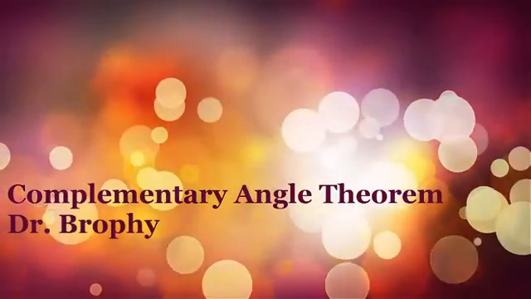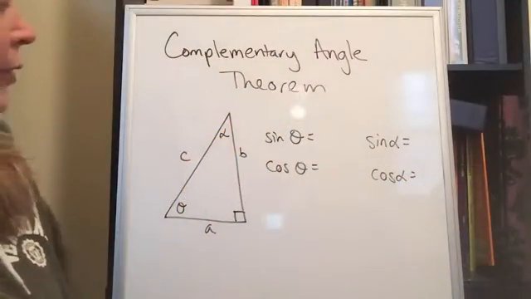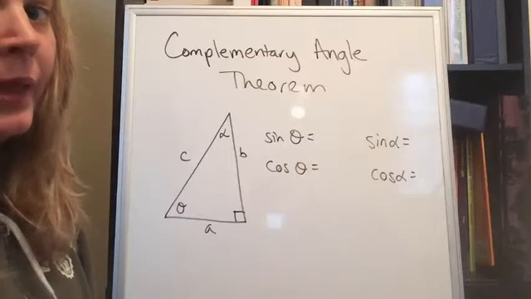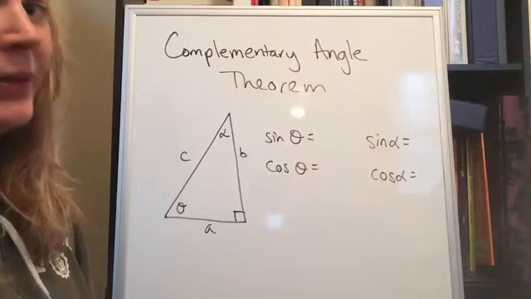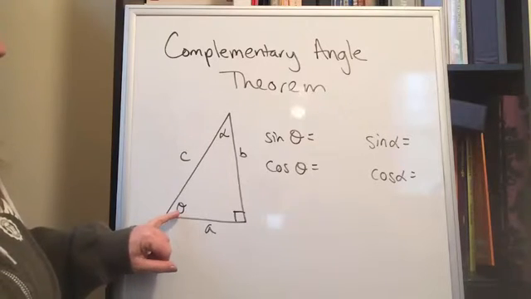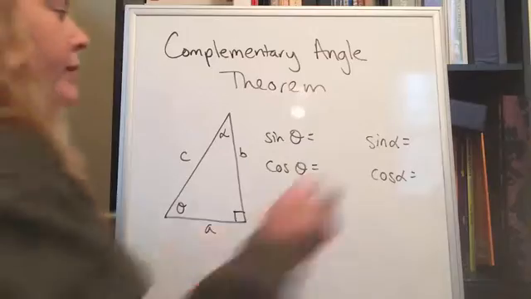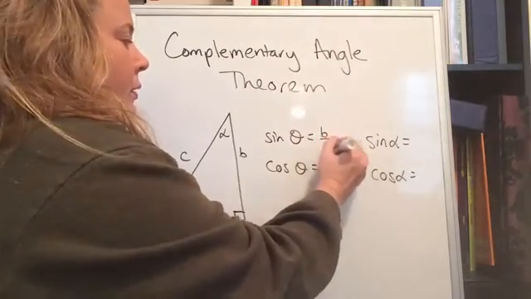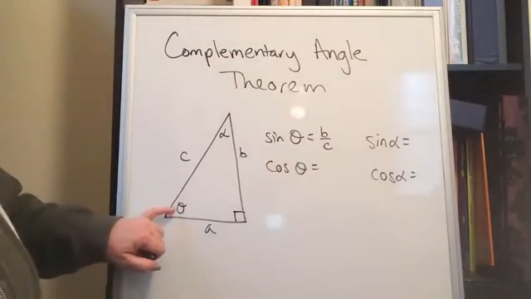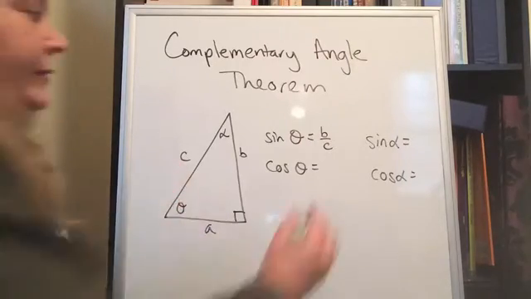Today we're going to talk about the complementary angle theorem. As you can see up here on the board, I already have a right triangle. The first thing I'm going to do is figure out what sine of theta is and what cosine of theta is. So what's sine of theta? That would be opposite over hypotenuse, so that's b over c. And what is cosine of theta? That would be adjacent over hypotenuse, so that's a over c.